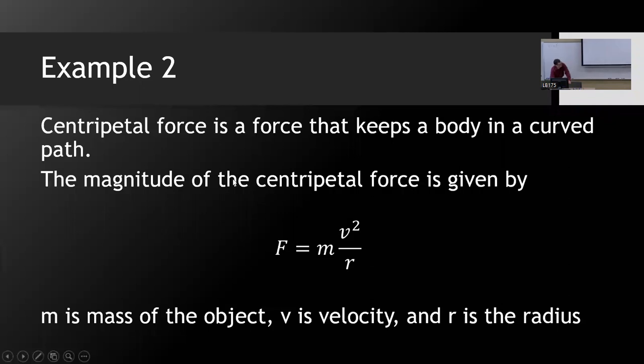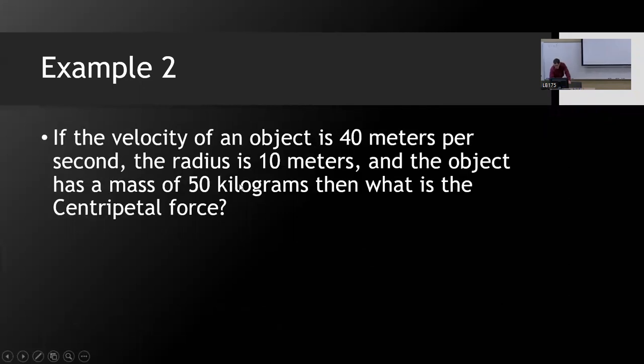So you probably guess what we're going to do. We're going to say, if the velocity of an object is 40 meters per second, the radius is 10 meters, and the object has a mass of 50 kilograms, what's the centripetal force? Calculate this on your own.